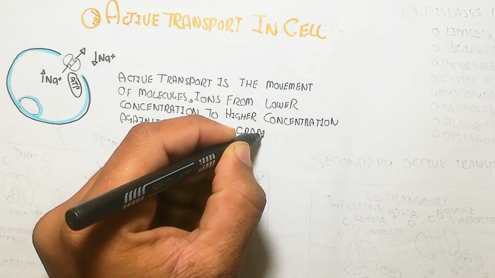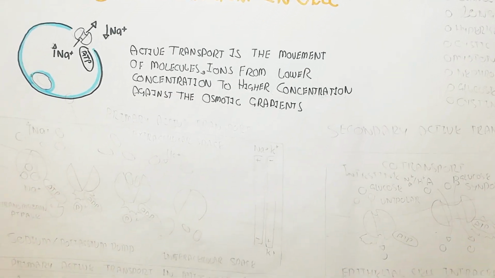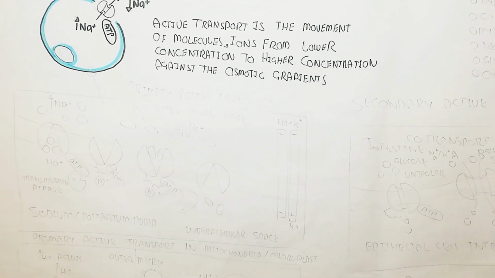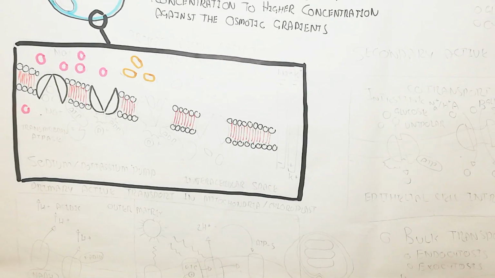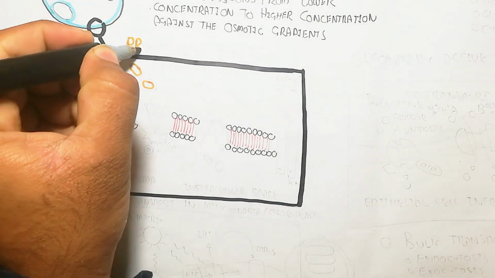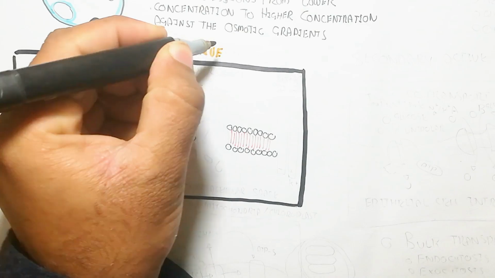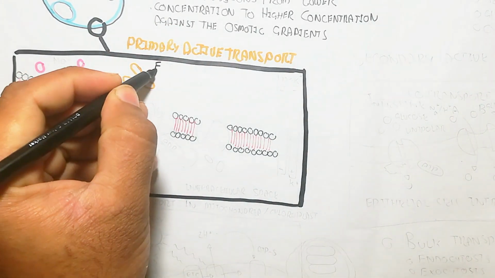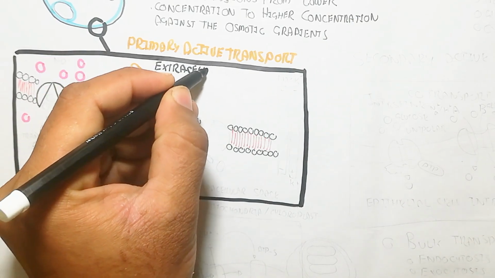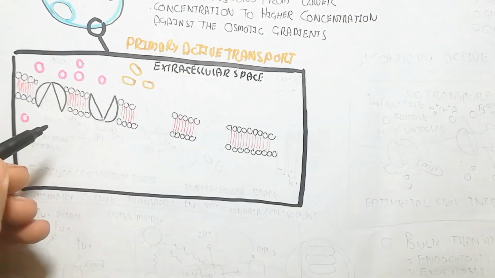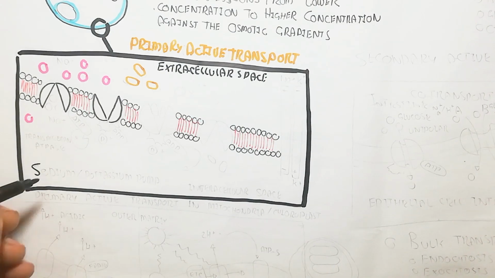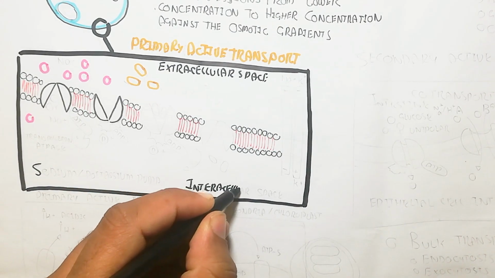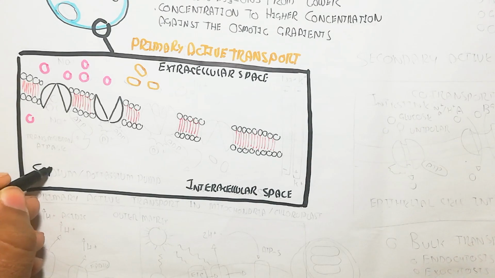First we will discuss primary active transport, then we will understand secondary active transport. Let's understand primary active transport. In this way, we will understand the sodium and potassium gated channel. ATP is important for the opening of this gate. The transmembrane ATPase enzyme hydrolyzes ATP into ADP, and the sodium gated channel will open. Against the osmotic gradient, the sodium will move.